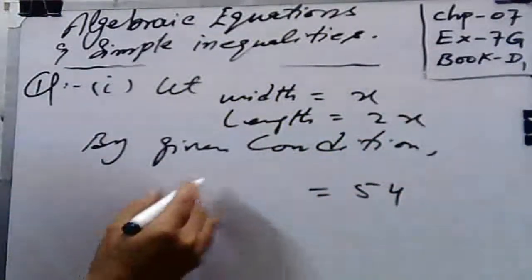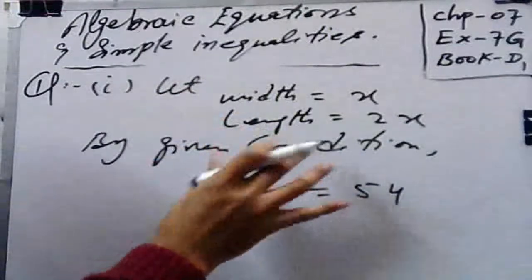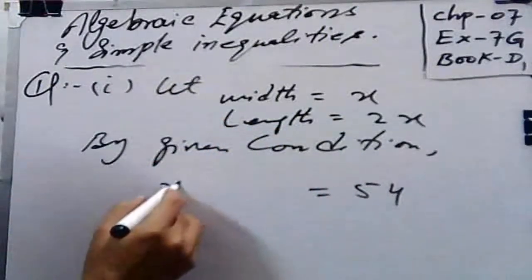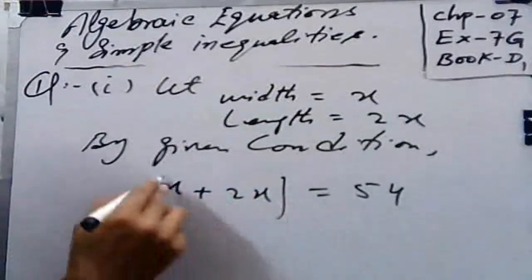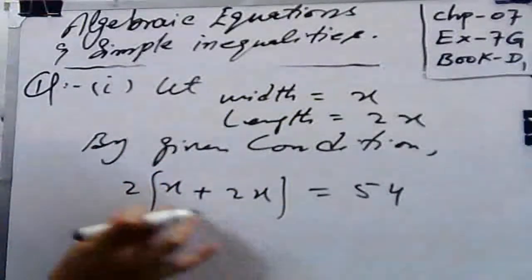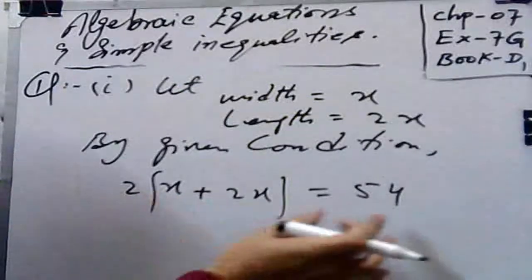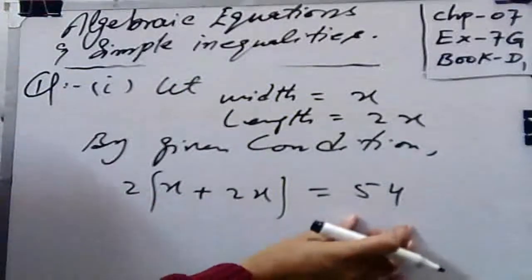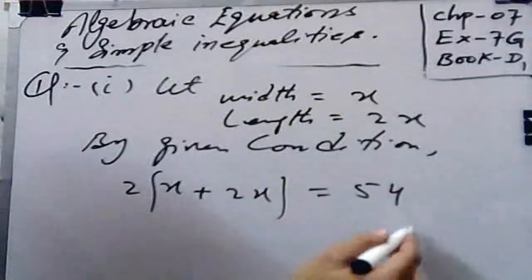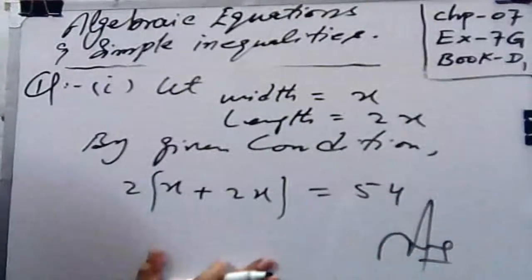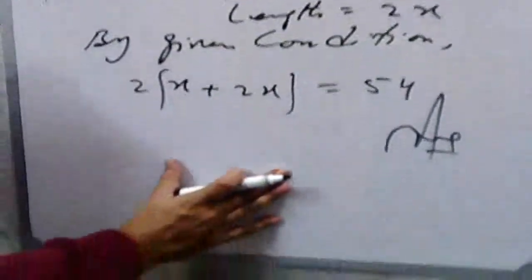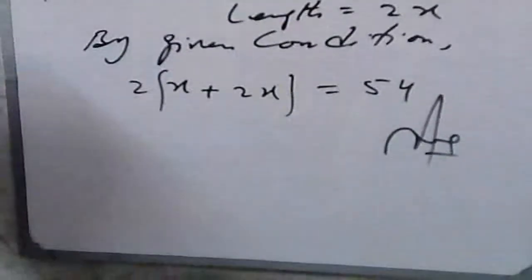Once again, how can we find the perimeter of a rectangle? Width plus length multiplied by 2, so that is your formula of perimeter. Twice the width, twice the length is equal to the perimeter of a rectangle. So that is your required condition, or we have derived an equation as we have been asked. So that is your question number 1. Now coming to question number 2.